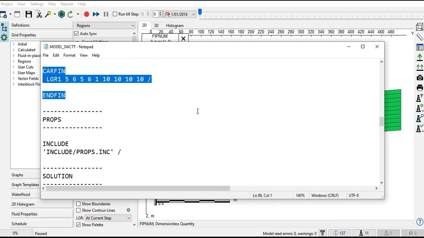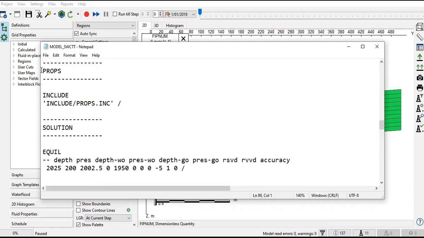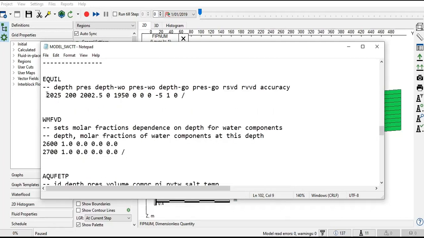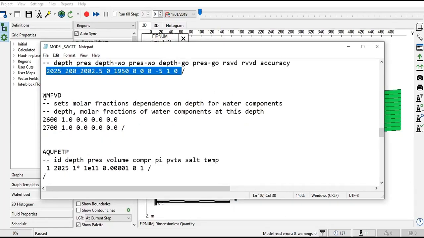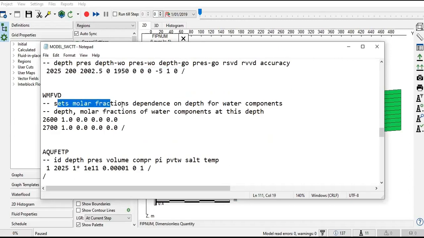Okay, so that's it for the LGR, and then we will take the properties from the property section, this file, and then the solution. This is, of course, the equilibrium for the initialization. And then this is also new, WMFF FVD. This sets molar fraction dependence on depth for water components.